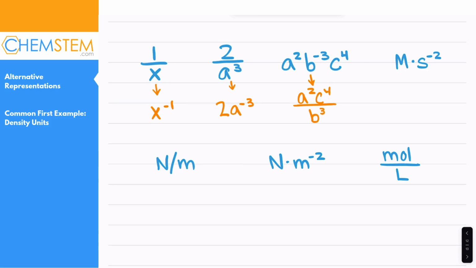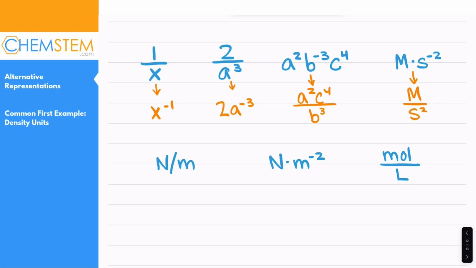Now this is a real unit that you might see in some chemical kinetics type of thing, which is m times s to the negative 2. If we want to write that in the alternative format, just keep in mind that this negative 2, I can make that a positive 2 if I shove the s squared downstairs, so it becomes m over s to the 2.